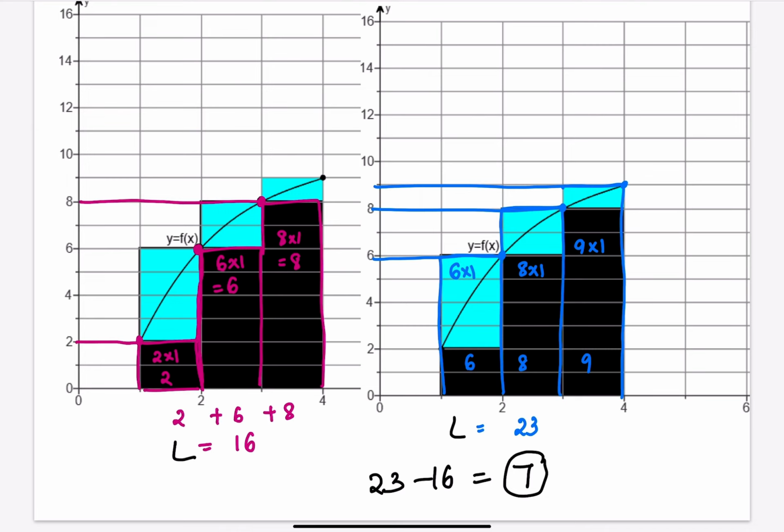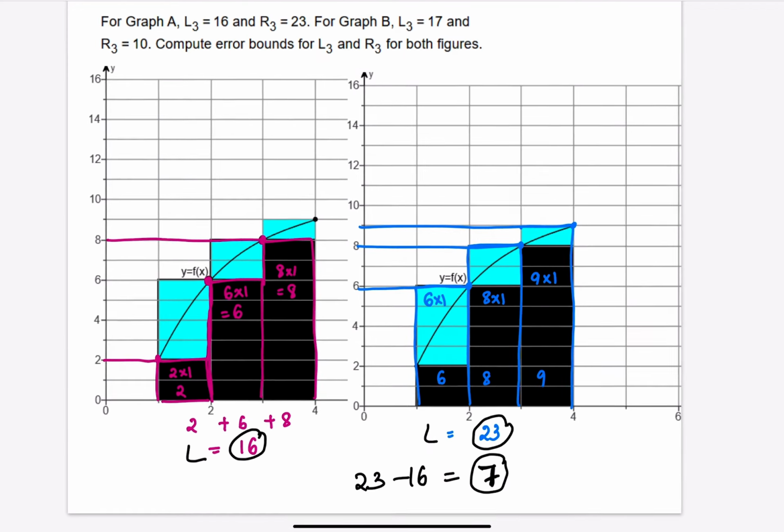So if you're taking the left side, you see you have less area. If you take the right side, you have more area, and the error is given to you by 7. Let's keep it very simple. As you can see, rectangles, areas, subtract, you get the error.